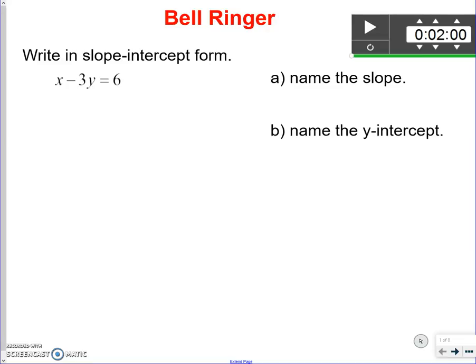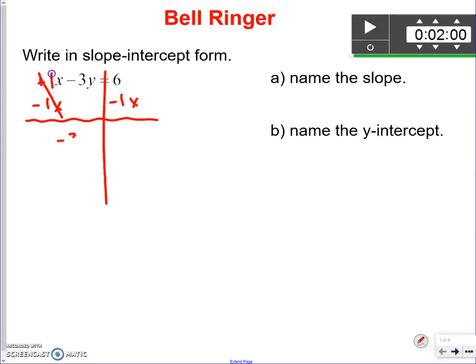I want to start with the bell ringer, do a quick review here. We looked at this a little bit yesterday, but I want to make sure we're remembering how to rearrange something in the y equals mx plus b, name the slope, name the y-intercept. So you'll see I just added in an invisible 1 here on the x. We need to remember when moving this in the y equals mx plus b that we want the mx on the right side. So I'm going to move this over to the right using subtraction.